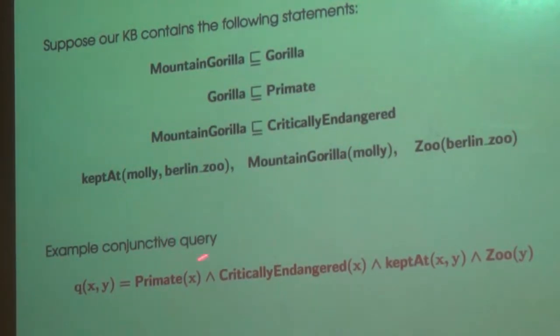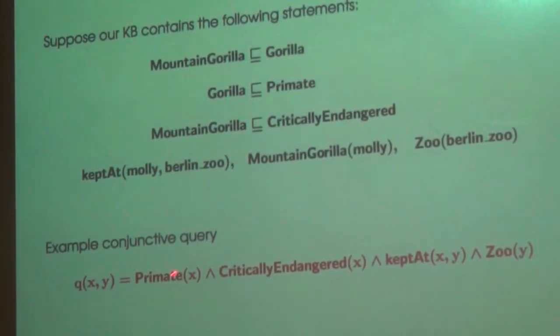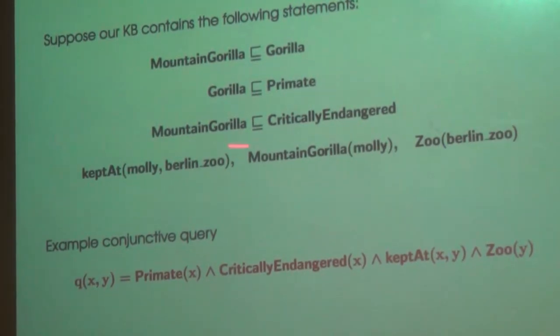They consist of a bunch of atoms with variables and conjunctions between them. I might want to find all those pairs X and Y, such that X is a primate, and X is part of a critically endangered species, and X is kept at Y, and Y is a zoo, for instance. Using the facts together with the information in our T-box, we would be able to get back Molly, Berlin Zoo.